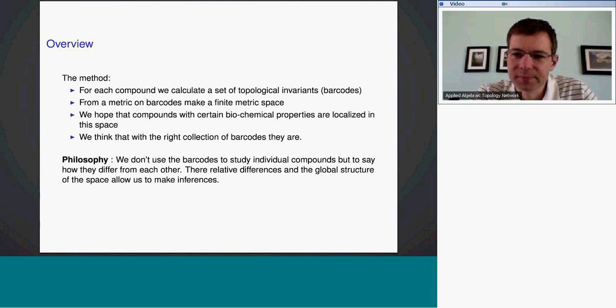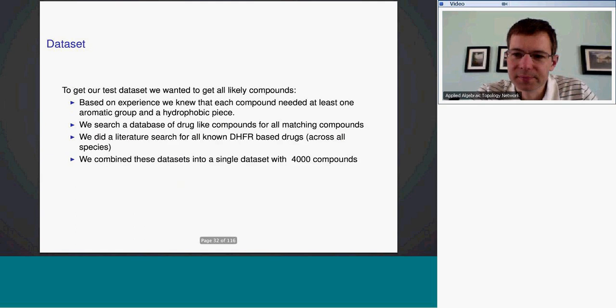So again, I'm not going to do a detailed study of the individual barcodes or collection of barcodes associated with a particular compound, but I want to understand the space of compounds and the space of barcodes associated with the compounds. That allows me to make inferences about whether I can localize certain chemical properties I'm interested in.